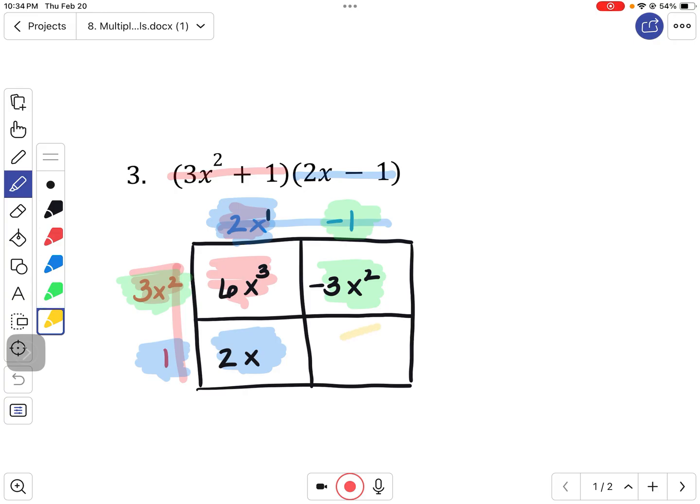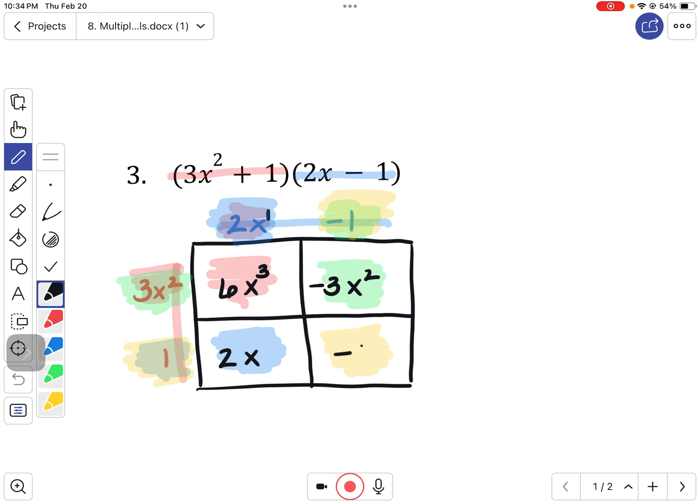And then finally, I want this one right here, which I'm going to go all the way to the top outside of the box and all the way to the left outside of the box. I have a negative 1 and a positive 1. That's going to stay a negative 1.